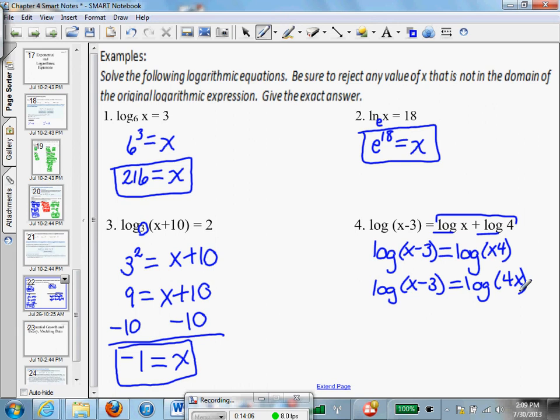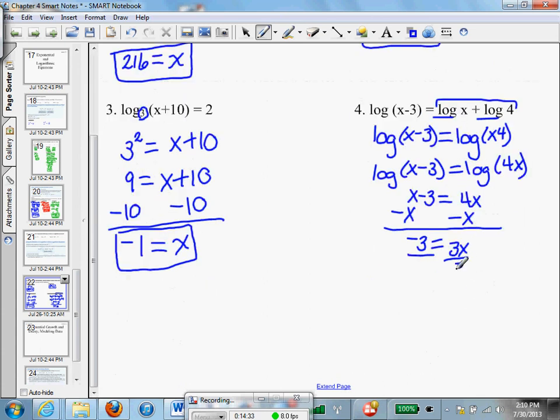So now that our bases are the same, let's just go ahead and bring the other stuff down. When we do that, we have x minus 3 equals 4x. Now let's subtract x on both sides of the equation to get stuff away from the variables. So now we're left with negative 3 equals 4x minus x, or just 3x. When we divide both sides by 3 to get stuff away from x, we have x is equal to negative 1.